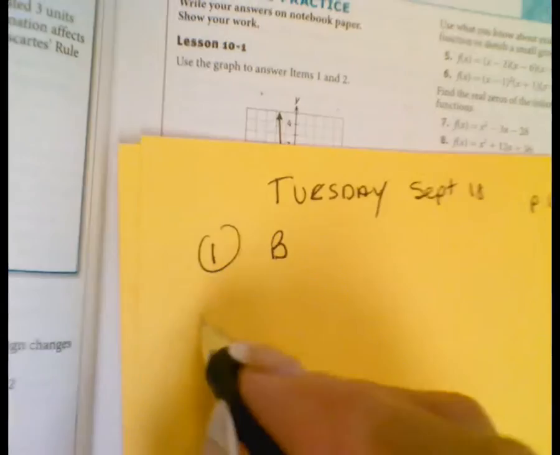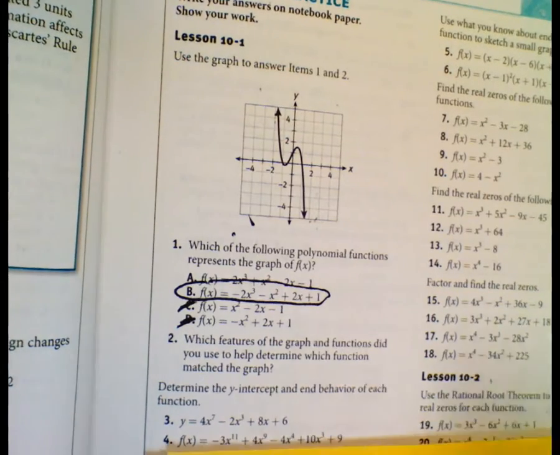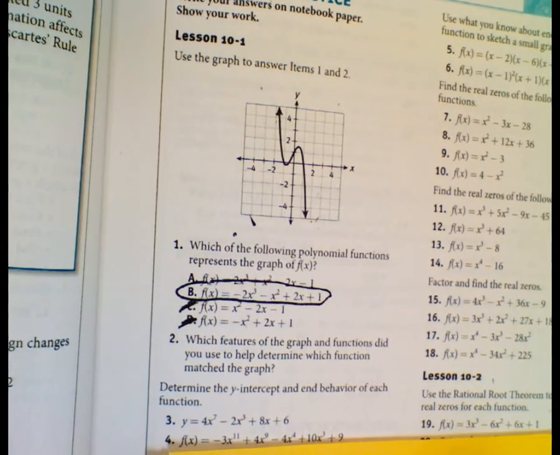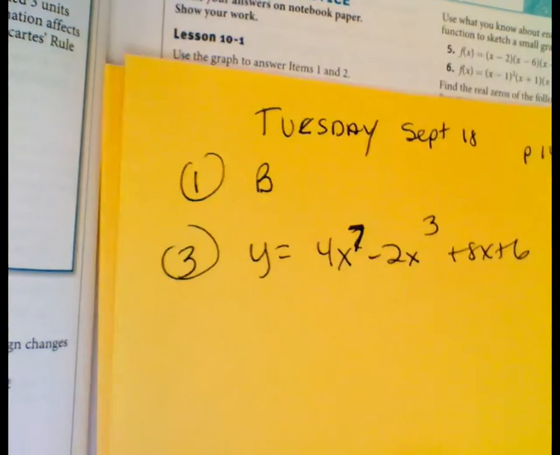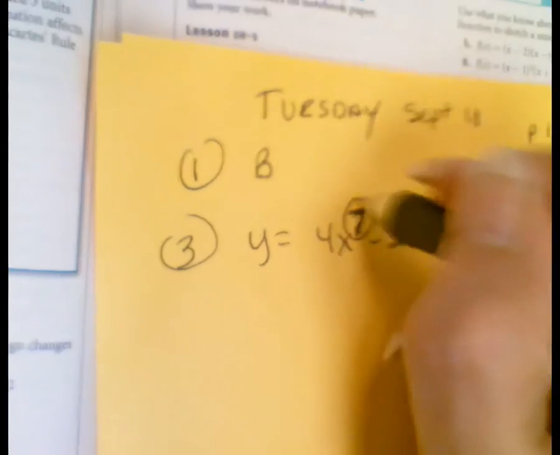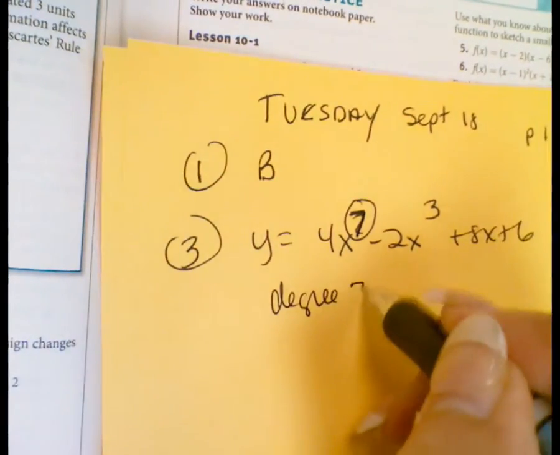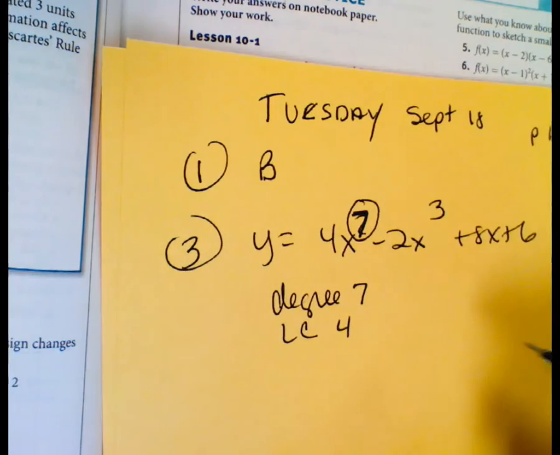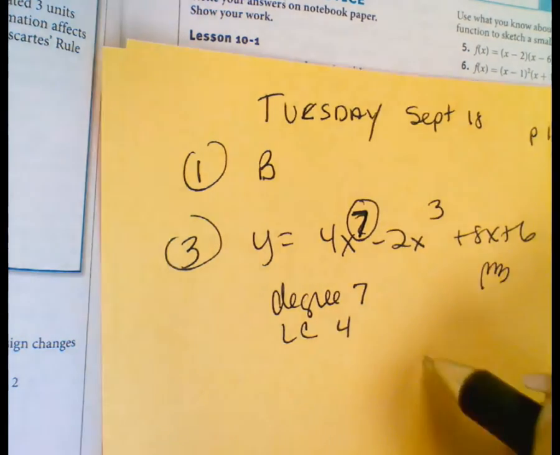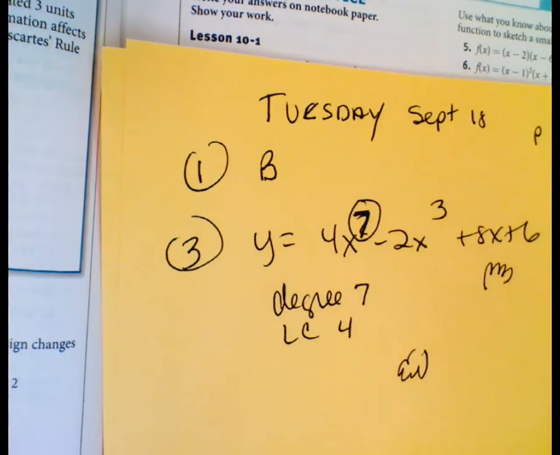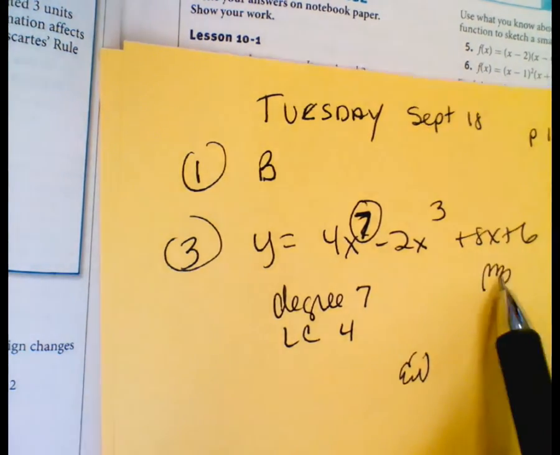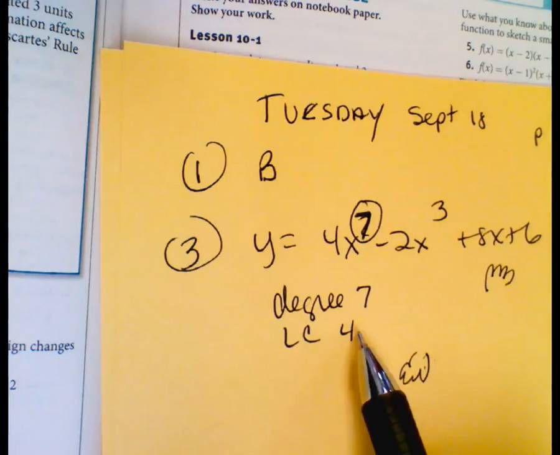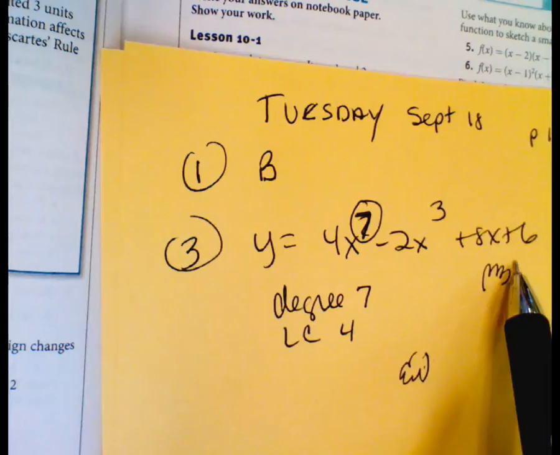Okay, so number 3, I'm going to write this down. y equals 4x squared minus 2x to the, oh, that's a 7. Good, I can't see that. Plus 8x plus 6. The question is, determine the y-intercept and end behavior. Because the degree is 7, and because the leading coefficient is 4, your ends have to go like this. Here and here. Okay, that's your ends. Odd, go different directions. Leading coefficient is positive, so the right side goes up, left side goes down.